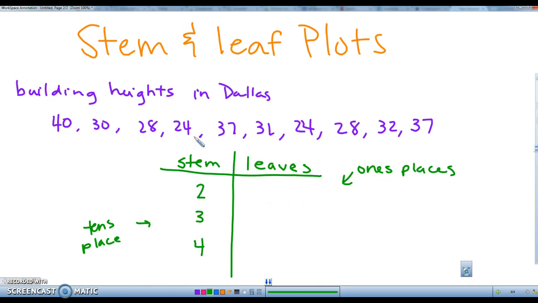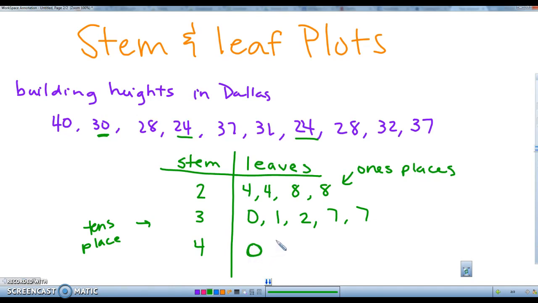So I see that my lowest number is a 24. I have 2 of them, so I'm going to write the 4s twice. I also have 2 28s, so I will write 2 8s. In the 30s, I have a 0, because that's 30. I don't just leave it off. My leaf is actually a 0. I have a 31, so I write a 1. I have a 32, and I have 2 37s. And then for 40, I just have a 0 leaf.